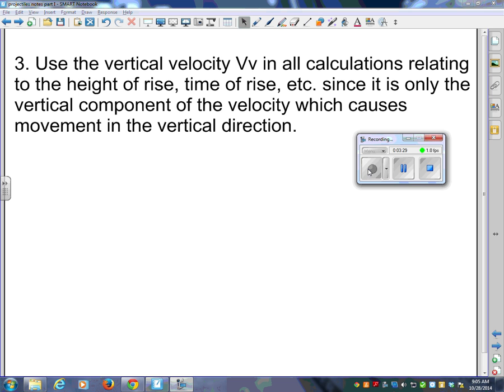And if there's a third most important thing, it would be this. Use the vertical velocity VV in all calculations relating to height of rise, time of rise, anything that has to do with going up or down. You must use VV, and in fact, initial vertical velocity might be a better description, since it is only the vertical component of velocity which causes movement in the vertical direction. Vertical handles all the vertical, horizontal handles all the horizontal. You must keep them separate until the very end when you put them together.